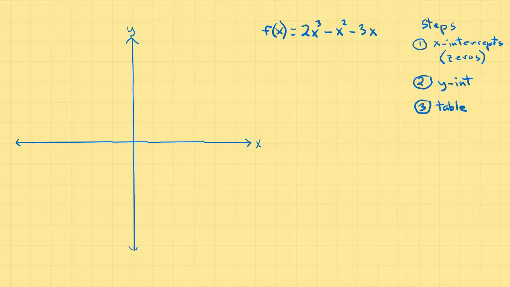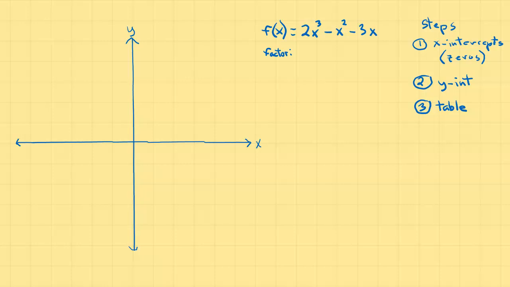Okay, so let's start with step 1. We want to find the zeros, or the x-intercepts. And the first thing you should look for is if you can factor this. Can you factor the polynomial? And the answer is yes. This is a factorable polynomial. And I am going to use the first rule of factoring.